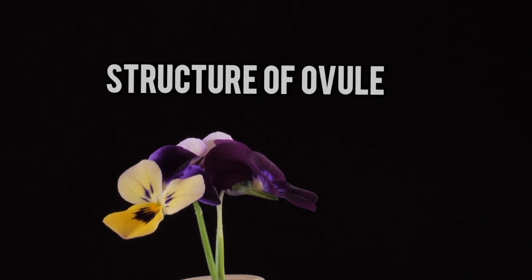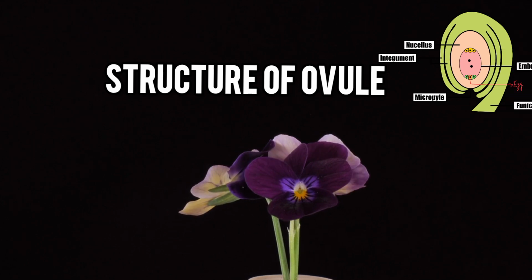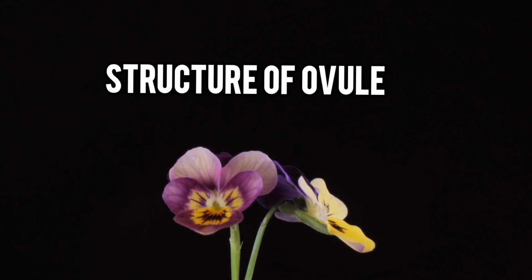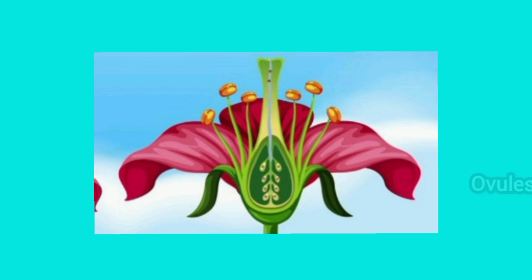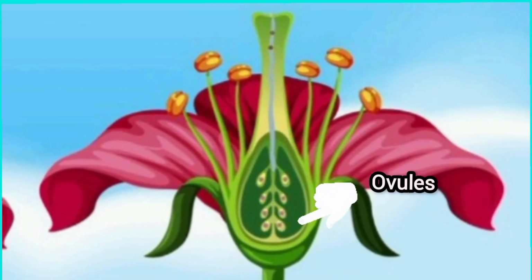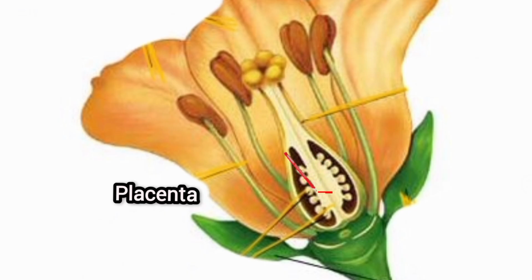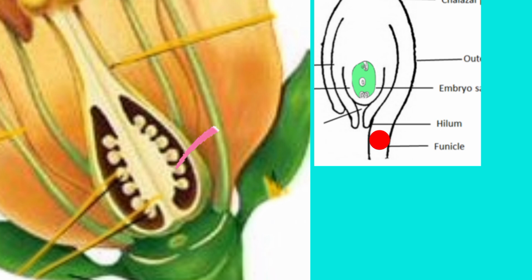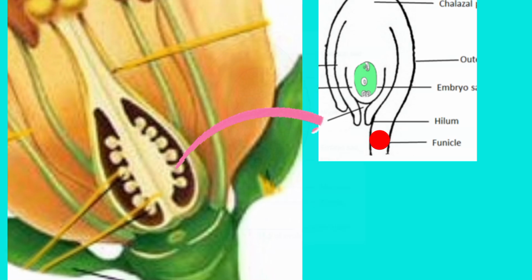Before learning about the fertilization process in plants, we must learn about the structure of the ovule in detail, because after fertilization, these ovules are amazingly turned into seeds. So, ovules are considered as future seeds in the ovary. Ovules are located in the ovary of the flower, in which ovules are attached to the placenta with the help of the funicle. Funicle attaches to the ovule body at a point known as hilum.